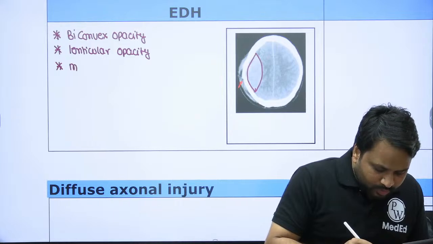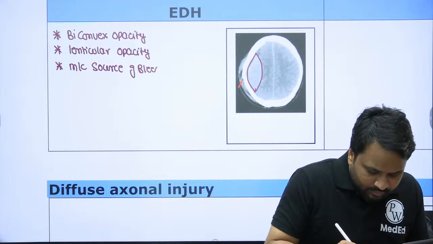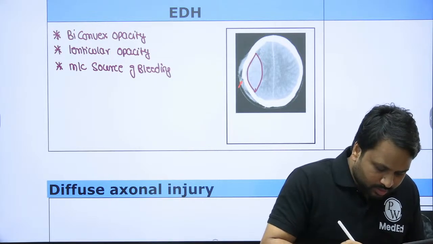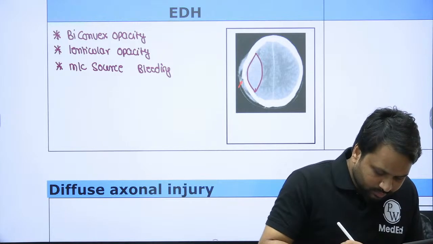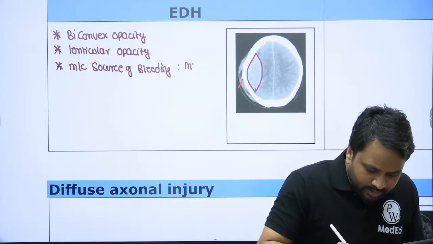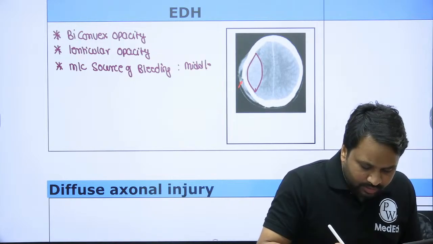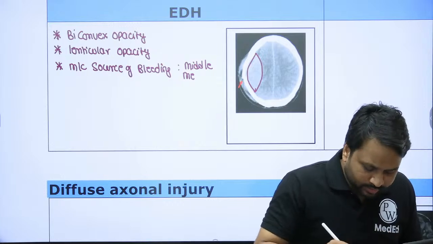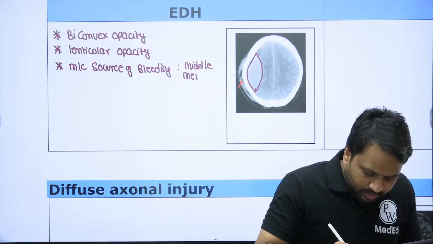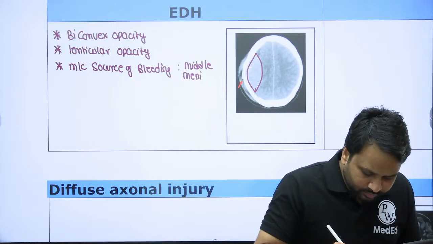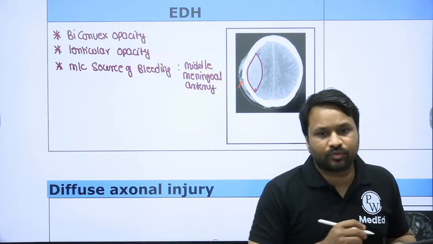In EDH, the most common source of bleeding is going to be the middle meningeal artery. This is our middle meningeal artery. Here is the middle meningeal artery.